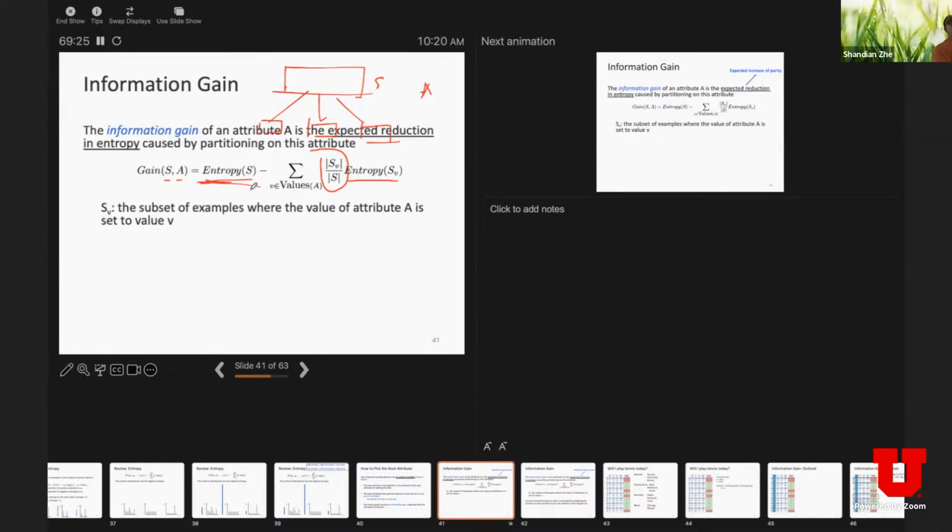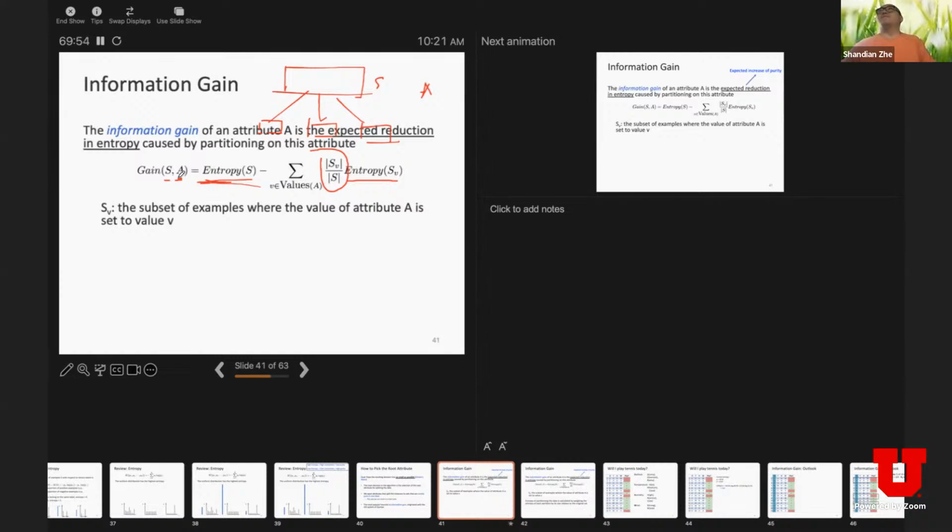It reflects the decrease or reduction of the entropy after you use A to split S, as we just discussed. The reduction of the entropy measures the improvement of the label purity. So the more reduction of the entropy, the better improvement of the purity. Then we can just rank the information gain of every attribute and pick the one that has the largest information gain. We use that as our best attribute.